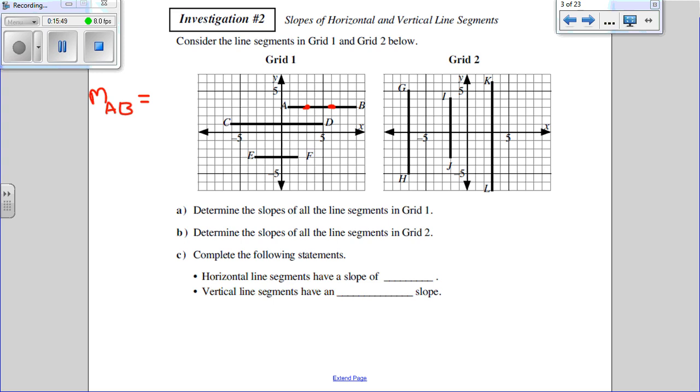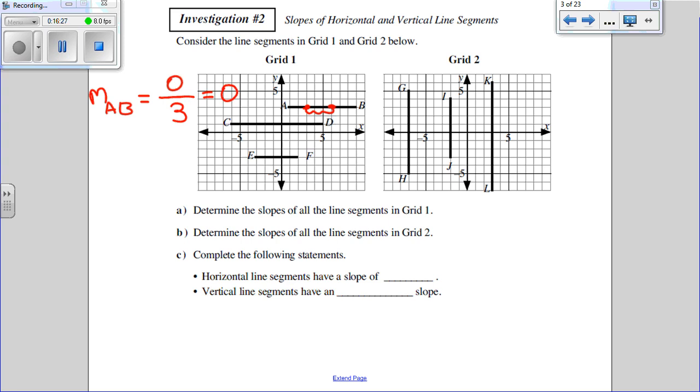Divided by, how many did I have to go over? 1, 2, 3. Awesome. Now, I could have picked any 2 points on this line, and I always would have got a rise of 0, because it's a horizontal line. I never have to go up, and the run doesn't even matter. The reason it doesn't matter is if you have 0 and you divide it by any number, it's always equal to 0. I could have picked 2 points on the very end of the line, but it's still 0.